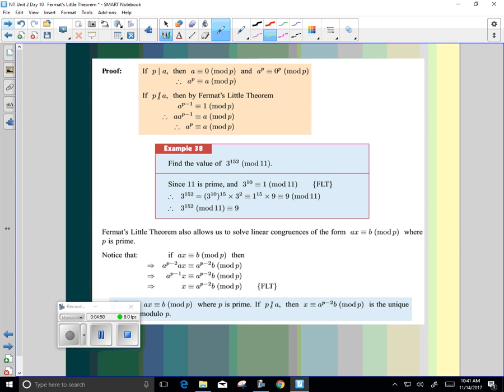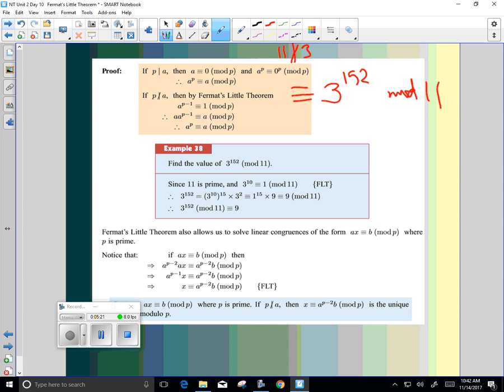All right, so then we get to this fun stuff. Find the value of 3 to the 152 mod 11 using Fermat's theorem. So if you go 3 to the 152, we're going to congruent that mod, what is that? 11, okay? And then you're going to check, does 11 divide 3?